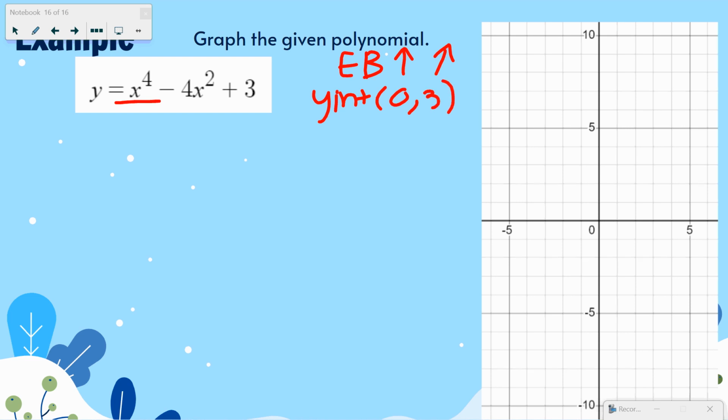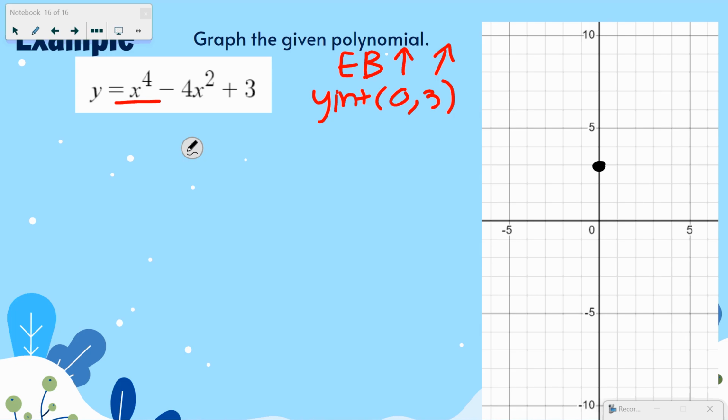So my y-intercept is 3. Let's put that on our graph. That's a good solid point. What are some other good solid points I want to be looking for?